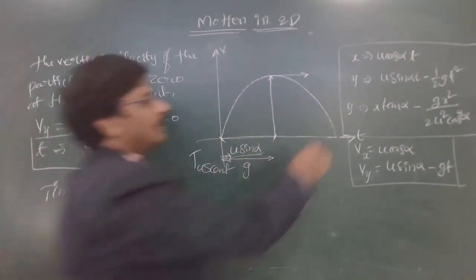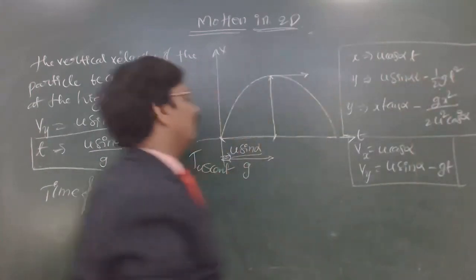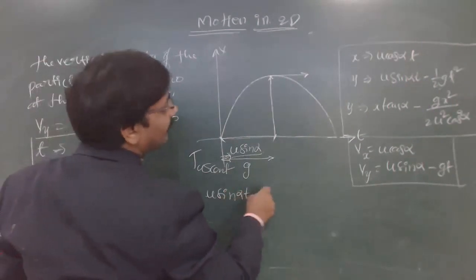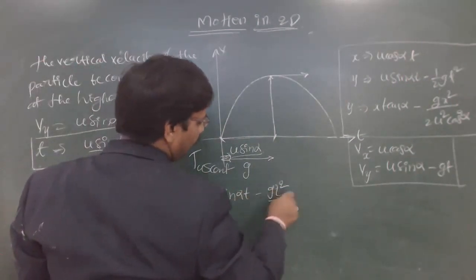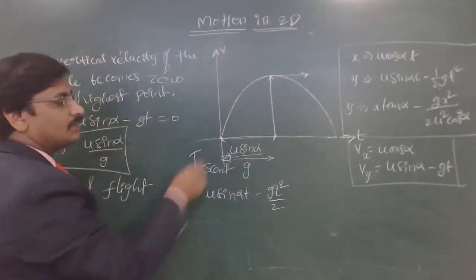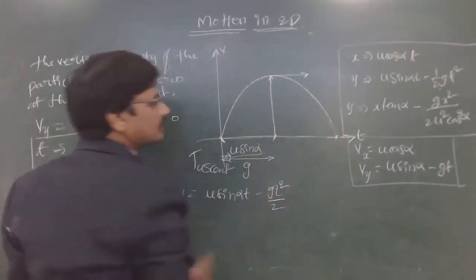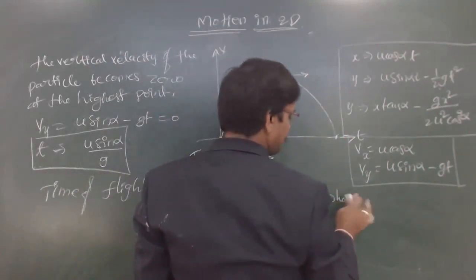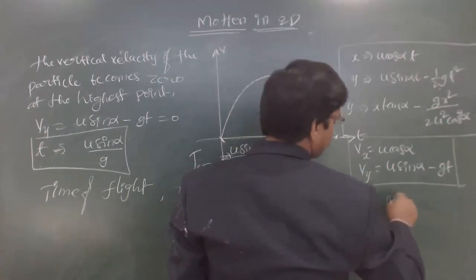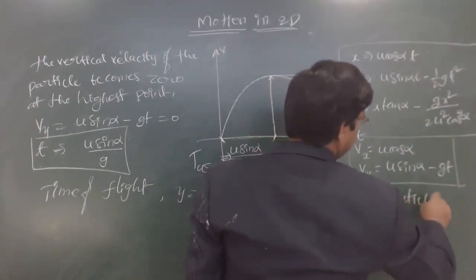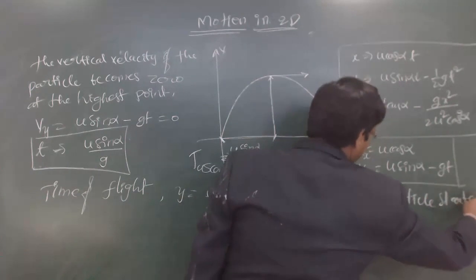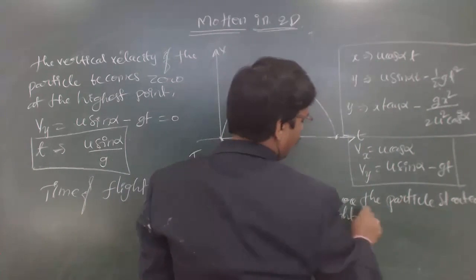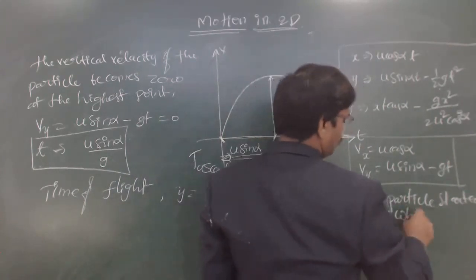So if you take the y location of the particle, it is nothing but y equal to u sine alpha into t minus g t square by 2. And this y value is 0 at two different locations. So this is equal to 0 where the particle started its flight and where it dropped onto the ground.